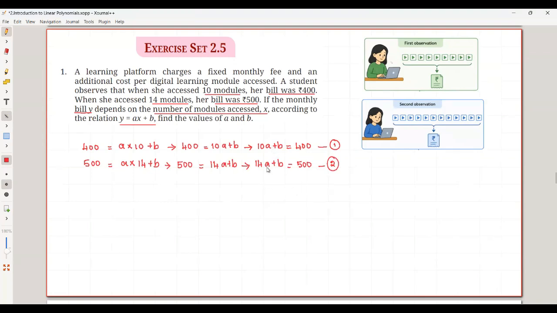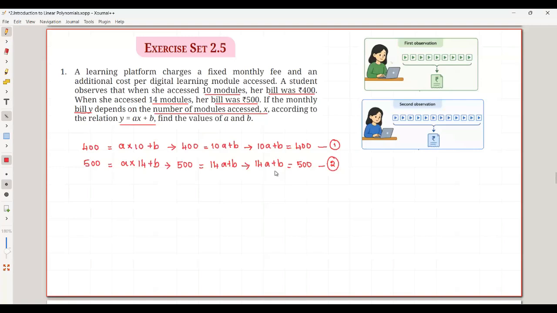Solving an equation. Actually, this is coming in the 10th concept, solving a linear equation. So we have two methods: one is the elimination method, another one is the substitution method. I am going to go with the elimination method. Elimination method means we are going to eliminate either the A variable or the B variable. Here, which is easy? Here also B, here also B. I am going to eliminate the B value.